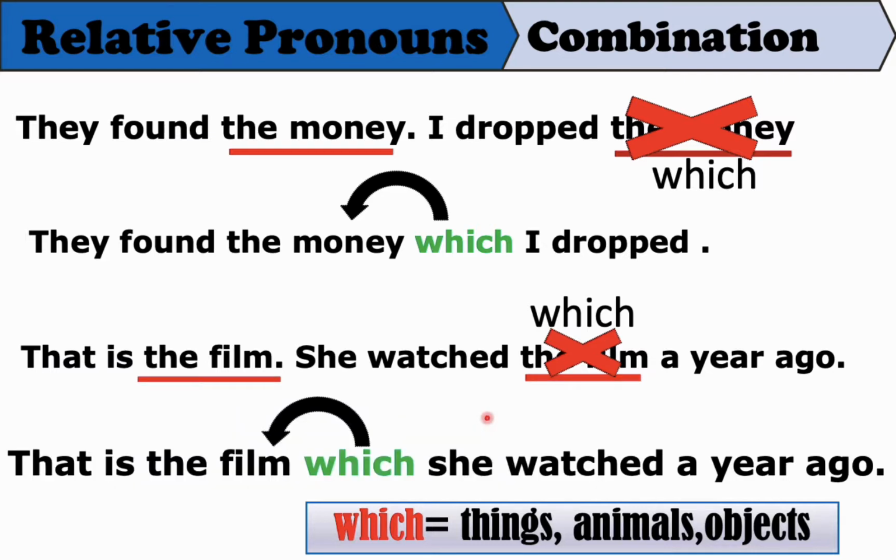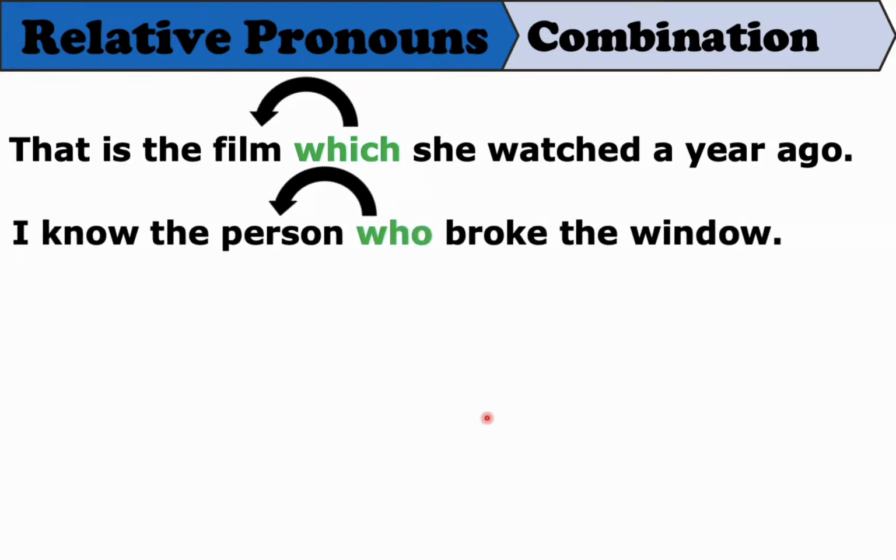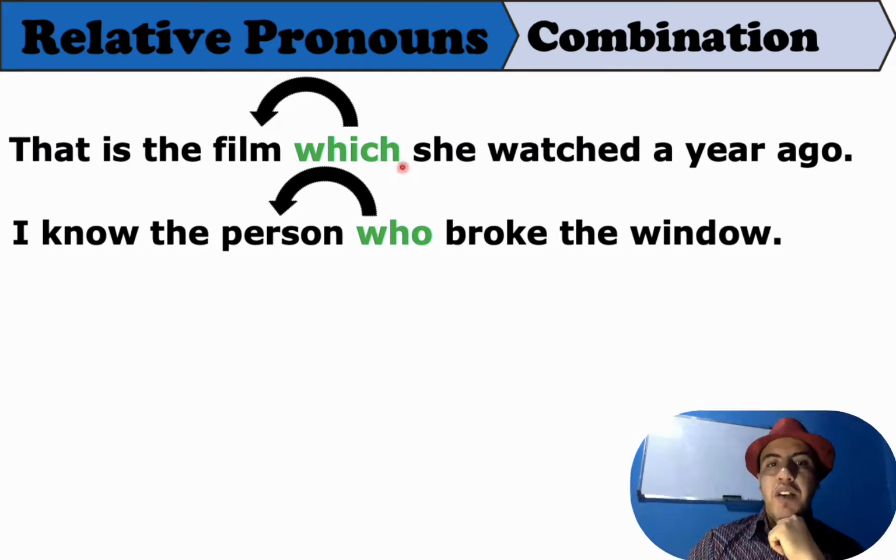Another one. That is the film which she watched a year ago. And we have, I know the person who broke the window. Okay, let me ask you this question. Why here we have which and not who? Good, because the film is a thing or object. And why here we have who? Because who is for people.